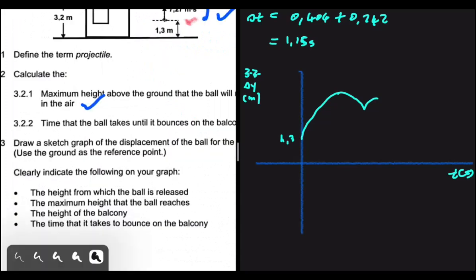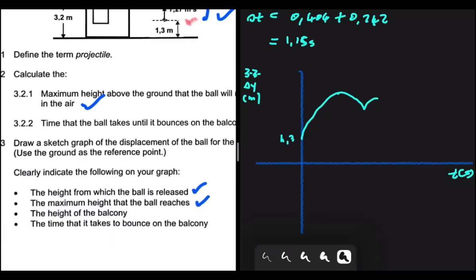What do we need to indicate? The height from which the ball is released. We have shown that it's 1.3. The maximum height that the ball reaches, that is 4 meters. So let's show that. And then the height of the balcony, that is 3.2, somewhere there. What else? The time it takes to bounce on the balcony, 1.15.